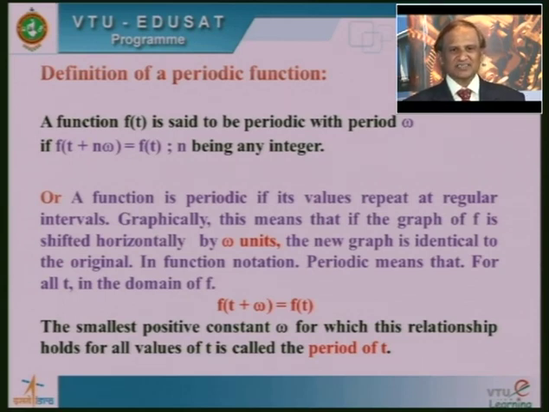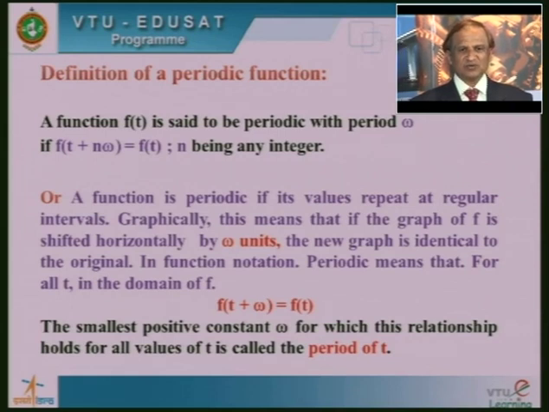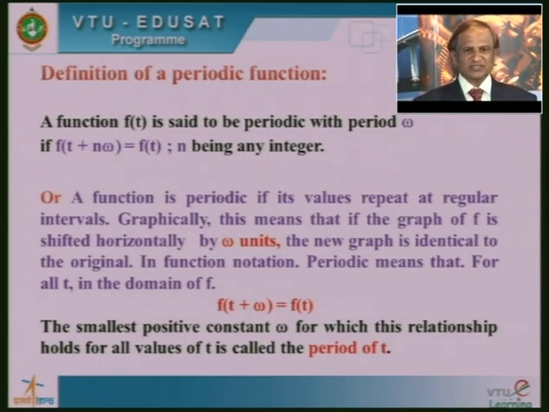Graphically, this means that if the graph of f is shifted horizontally by omega units, the new graph is identical to the original. In this notation, period means that for all t in the domain, f of t plus omega is equal to f of t. It means when you draw the graph of a periodic function, you will get a graph similar to the original, and this graph will move horizontally on either side of the t axis. The smallest positive constant omega for which this relationship holds for all values of t is called the period of f.